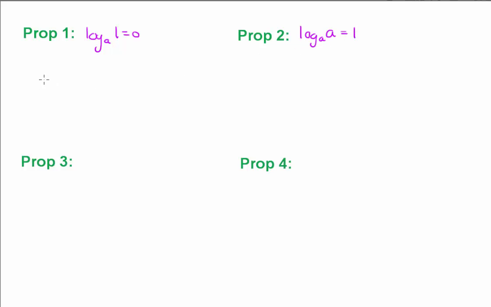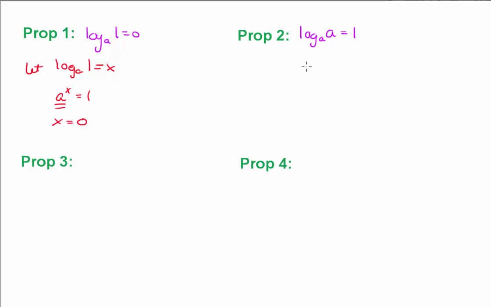Now I am going to briefly describe how these work, or better yet, how I know that these are actually true. For the first two, I'm going to let the log base a of 1 equal x. So I'm going to assume I don't know what it's equal to. I'm then going to convert this into exponential form. So we have a to the x is equal to 1. Well, what value does x have to be in order for this to be true? The only way you can get a value of 1 from a to the x is if x is equal to 0.